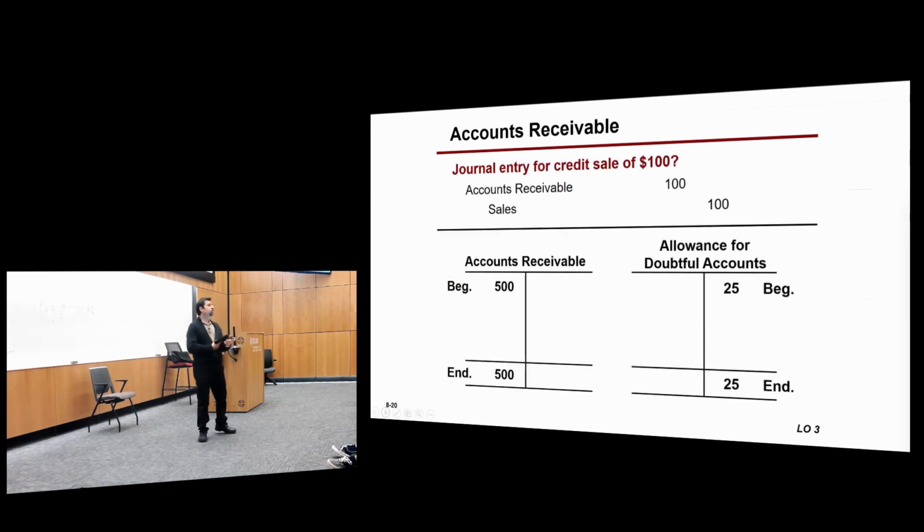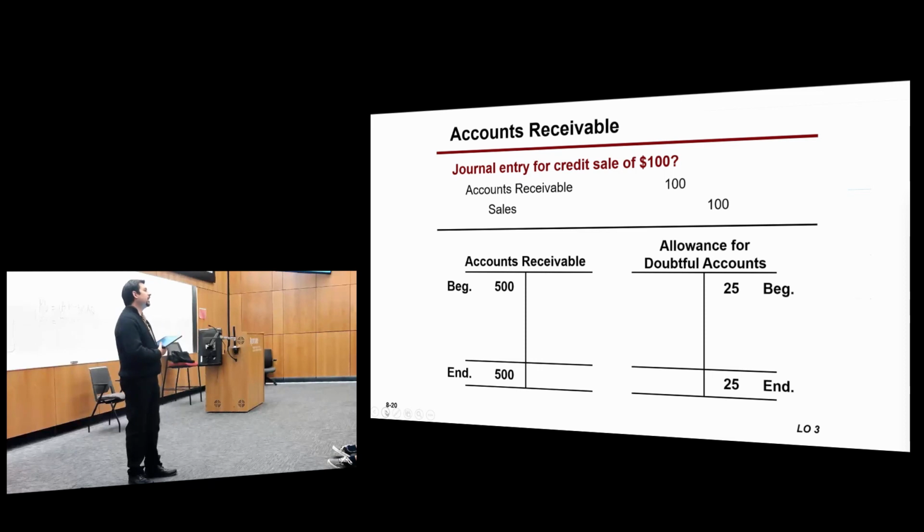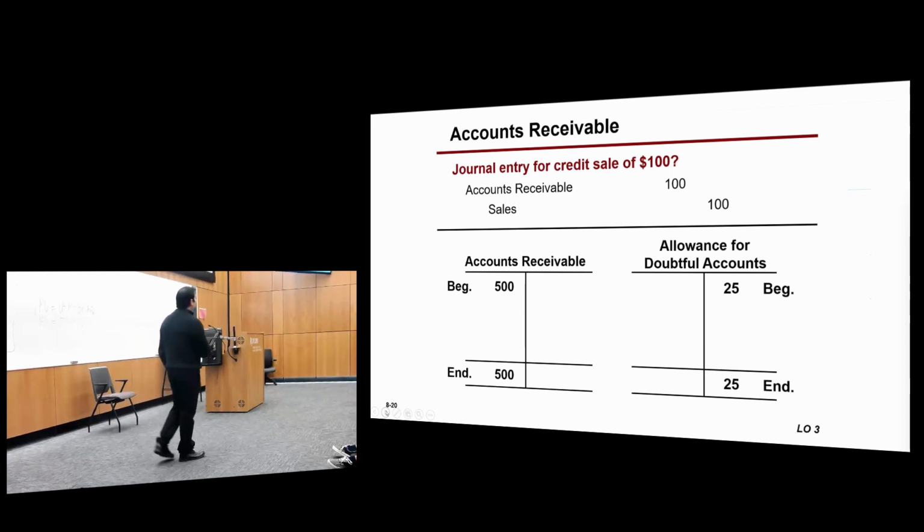So the first journal entry is to recognize a credit sale of 100. Here we're not including the revenue. Here we're only looking at two accounts: accounts receivable and allowance for doubtful accounts.